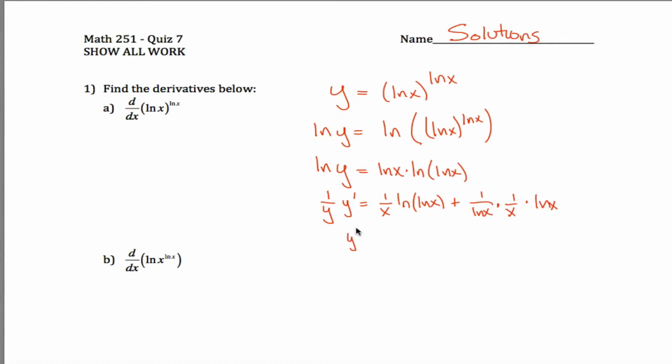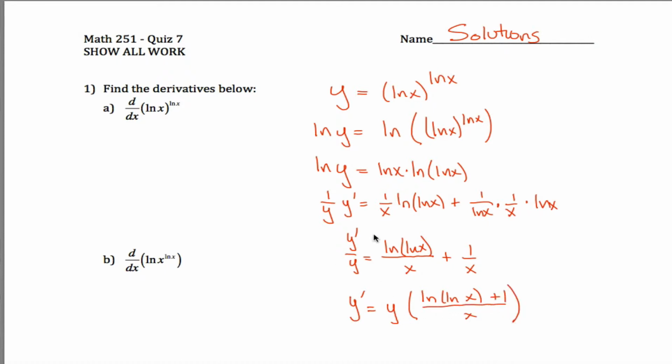You can clean that up a little bit if you want. You got y prime over y is equal to the natural log of the natural log of x divided by x, plus this natural log of x and this natural log of x cancel each other out. I got 1 over x. So y prime is equal to y times this stuff. I guess if I have a common denominator, I might as well add up the numerators to get to here.